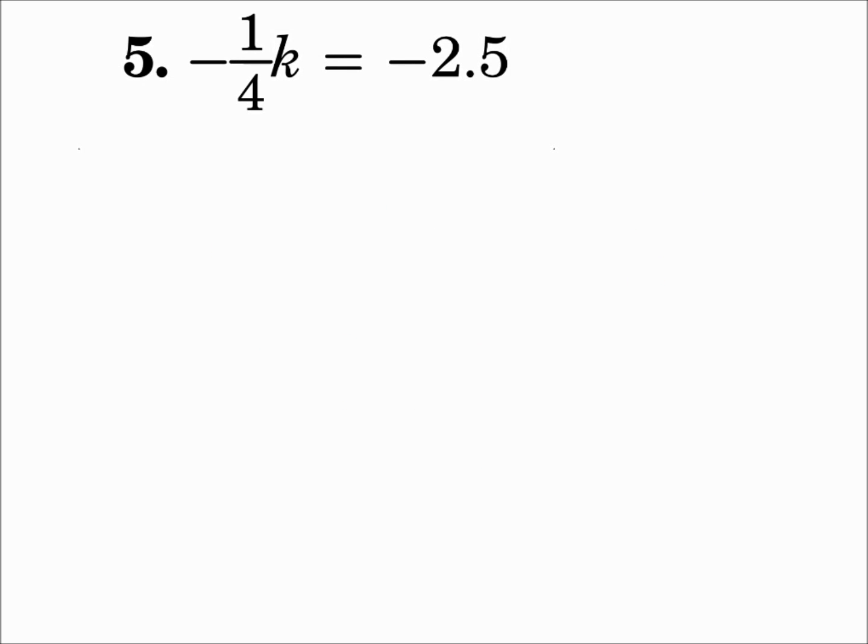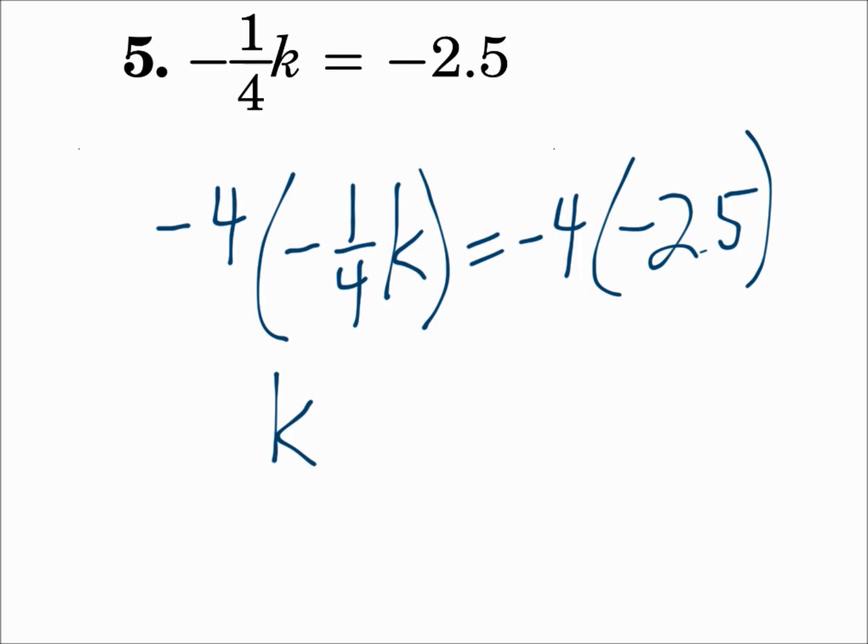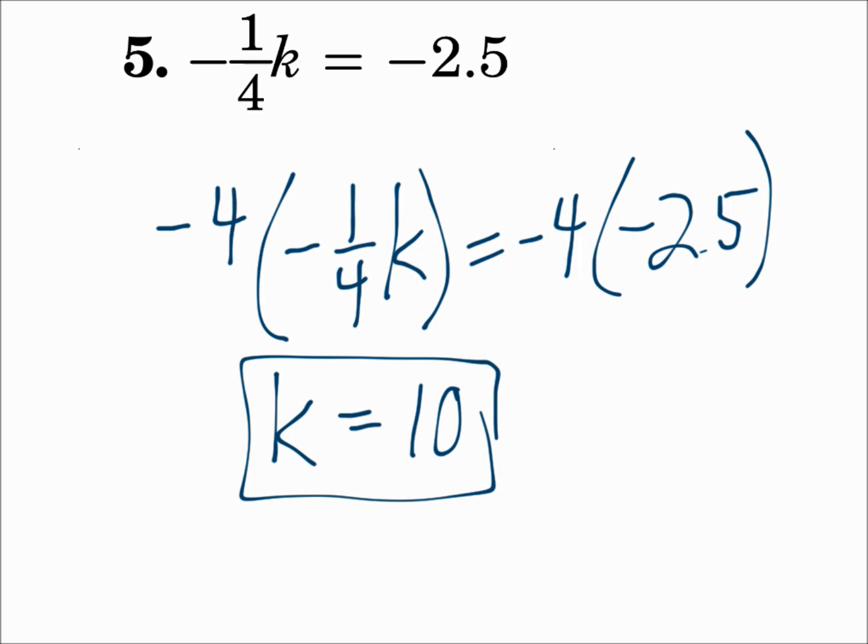Number 5. Negative 1/4 k equals negative 2.5. Well, remember, if you have a fraction times the variable, multiply both sides by the reciprocal. The reciprocal of negative 1/4 is negative 4, so multiply both sides by negative 4. Negative 4 and negative 1/4 cancel on the left, and negative 4 times negative 2.5 is 10.